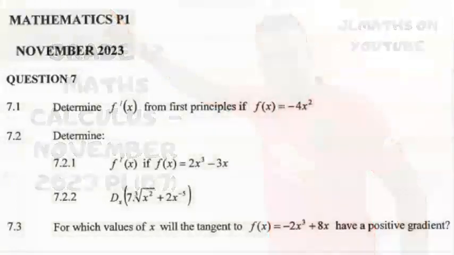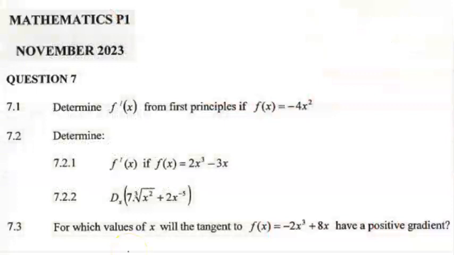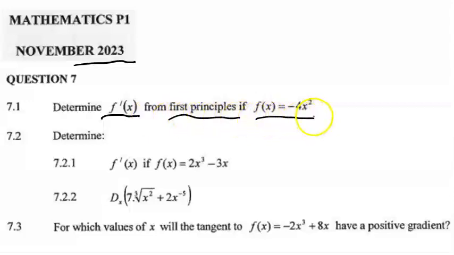And today we are going to be looking at Mathematics Paper 1, November 2023. And this is the question that came out in the grade 12 examination, question 7 last year, right? So the first question that was there in 7.1 is determine f prime x from first principles if f of x equals minus 4x squared.